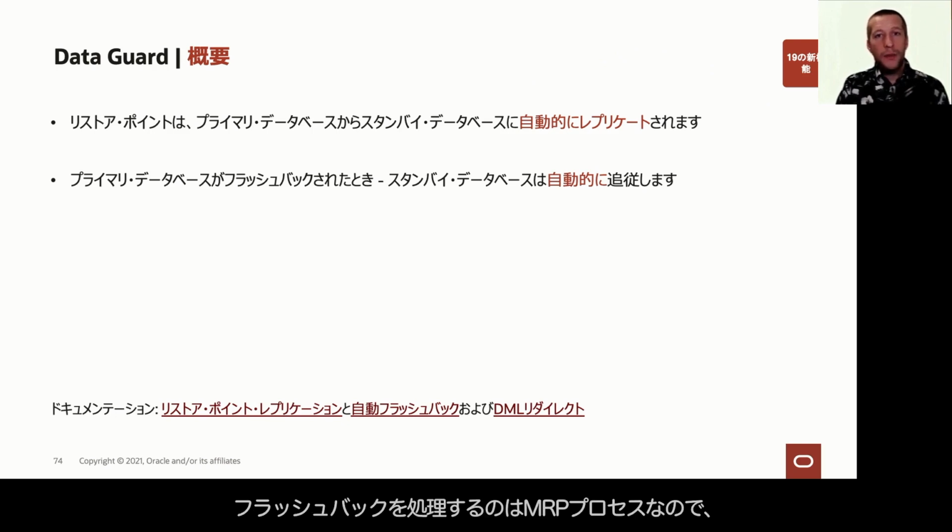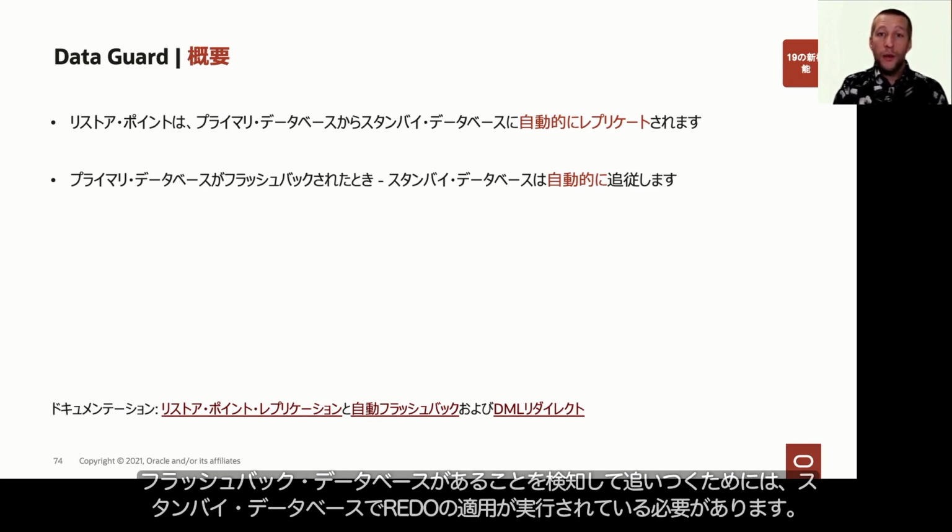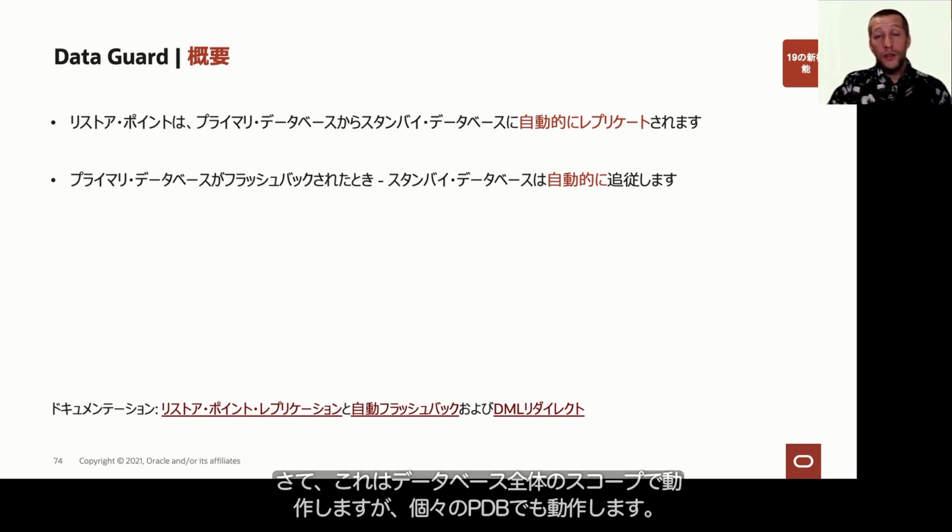Since it is the MRP process that handles the flashback, it also means that redo apply must be running on the standby database in order for it to detect that there is a flashback database and catch up. Now this works on the scope of the entire database, but also on individual PDBs.